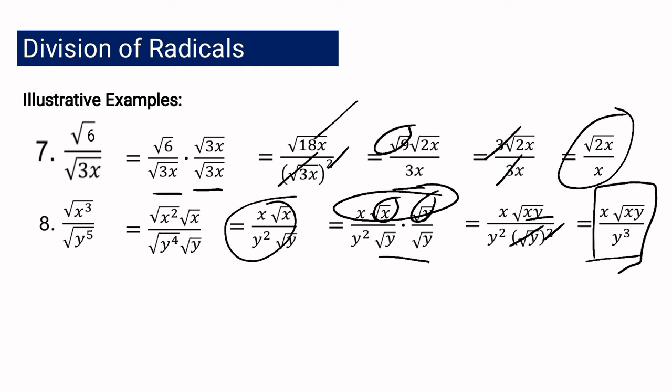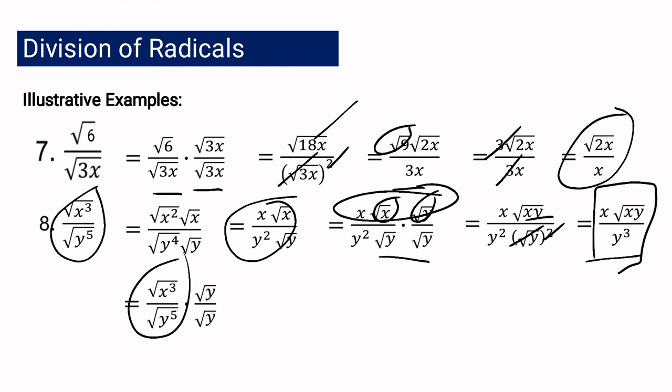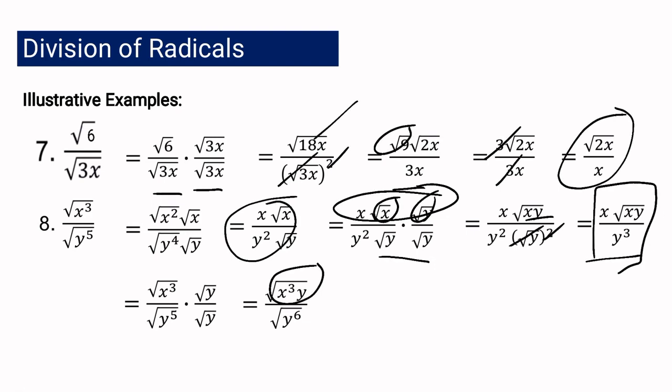Another way to do it, just like what I told you earlier, pwede namang you rationalize the denominator first. So, the original is square root of x cubed over square root of y to the fifth. I-rationalize agad natin. Para mawala ang radical sign dito sa baba, we need to multiply both the numerator and the denominator by the square root of y. And if we do that, it will become square root of x cubed y, and then over, we have 5 plus 1. That's why we have here y to the 6.